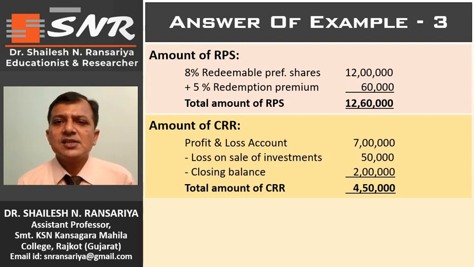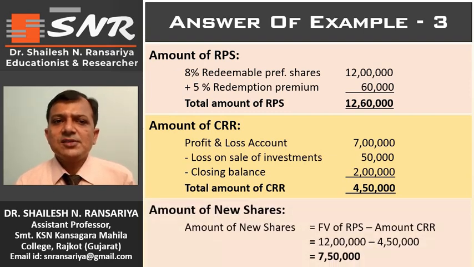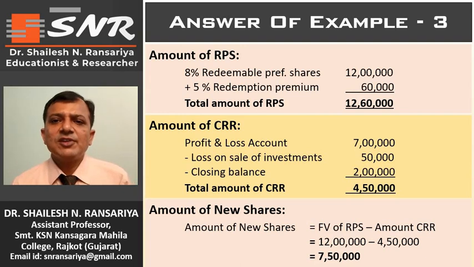Now for the balance we can calculate amount of new shares. So amount of new shares is equal to face value of RPS less amount of CRR. Face value of RPS rupees 12 lakhs, amount of CRR rupees 4 lakh 50,000. So the difference rupees 7 lakh 50,000, and this is known as face value of new share. This is not the total value, but it is the face value.